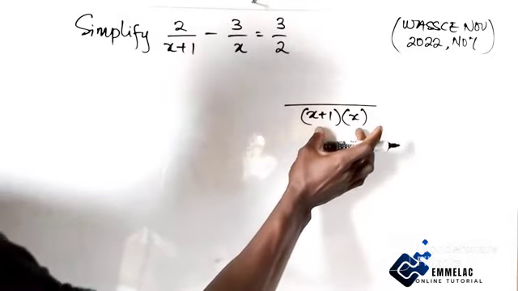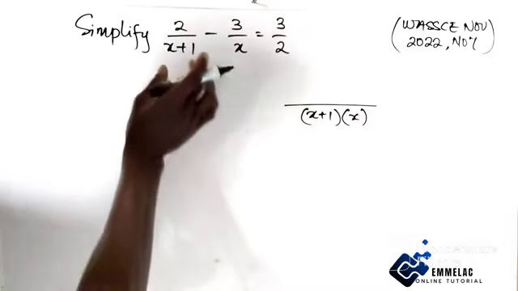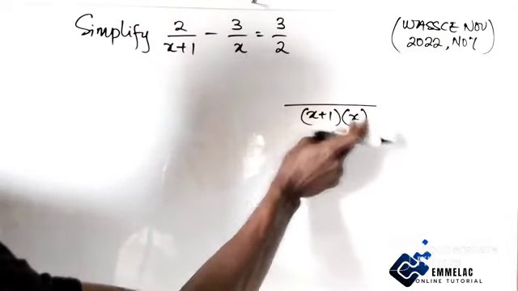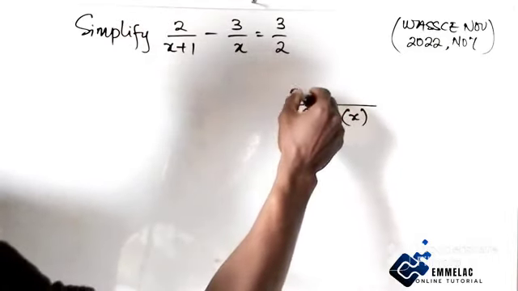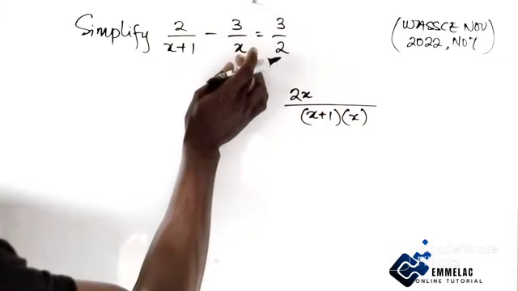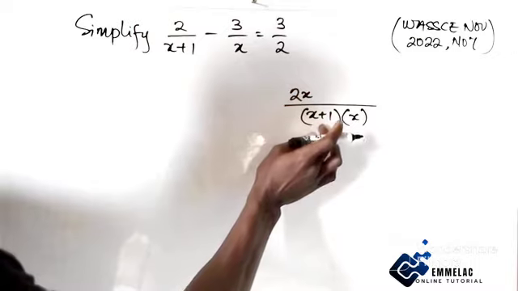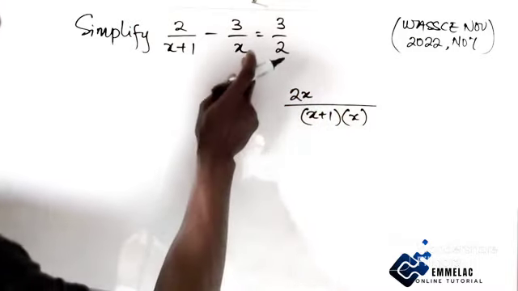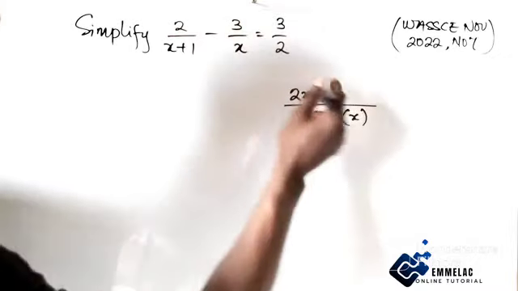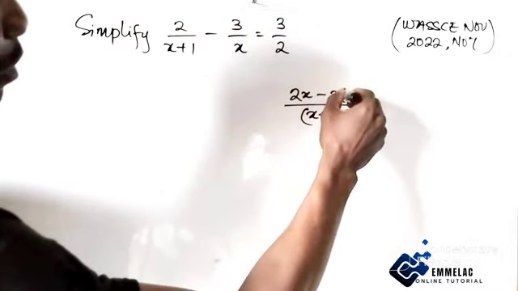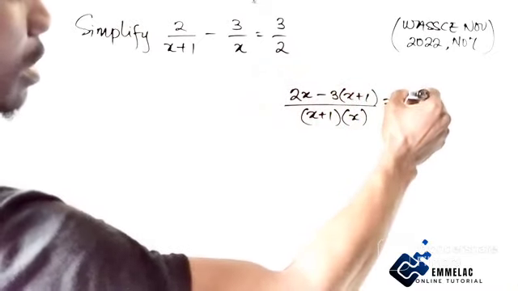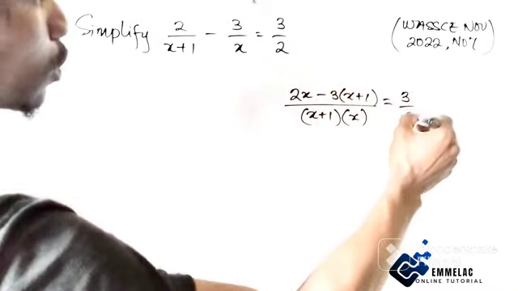Okay, so this whole expression divided by this, we will see that this will cancel out, remaining x times 2, we have 2x. Now this whole expression divided by x, here we have x plus 1, because this x will cancel out this. So x plus 1 times minus 3, here we have minus 3 into x plus 1. Then all will give us 3 over 2.